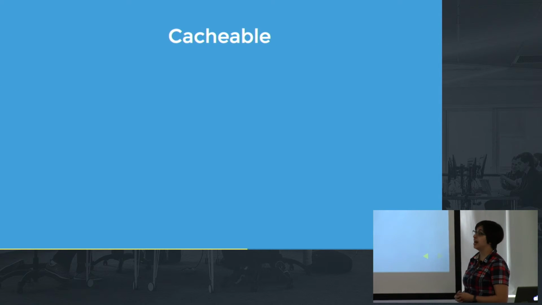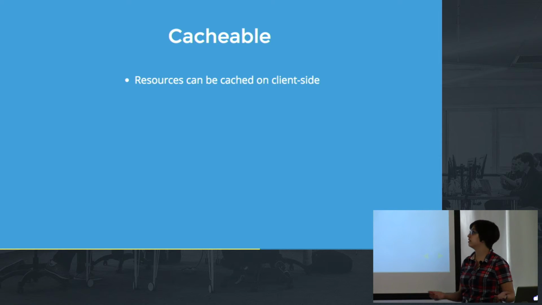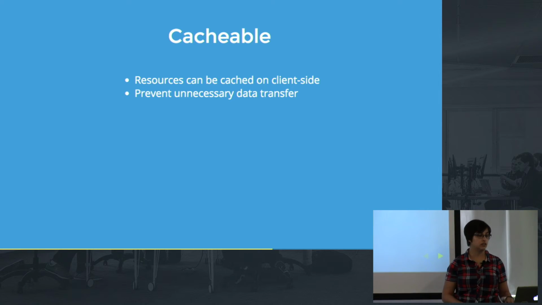Another aspect is cacheable. So this constraint just means that you can cache the resources on the client side to prevent unnecessary additional data transfers. This is to make everything move faster, to reduce CPU usage on both sides.